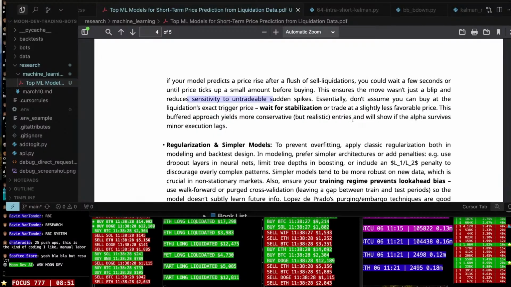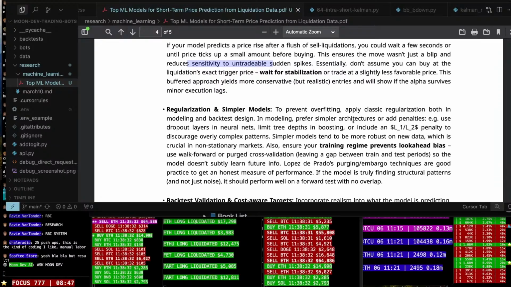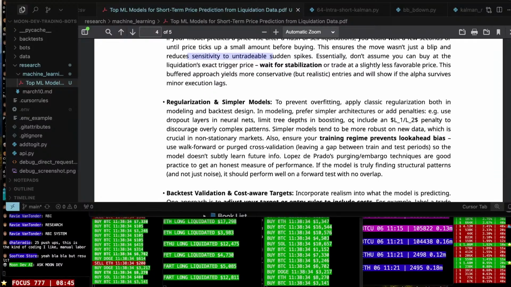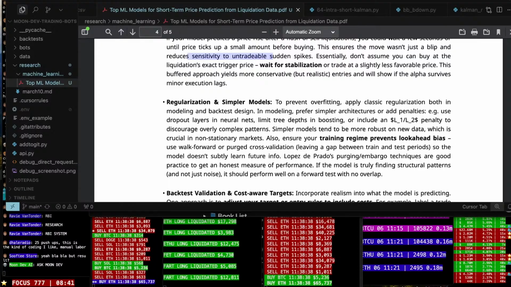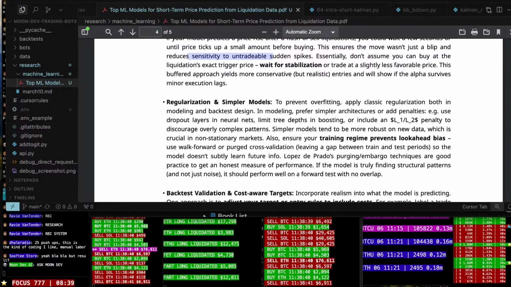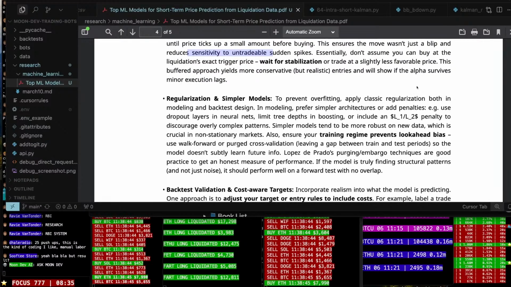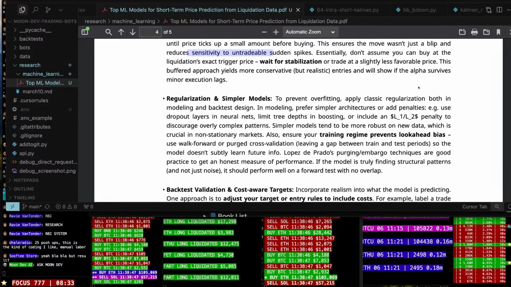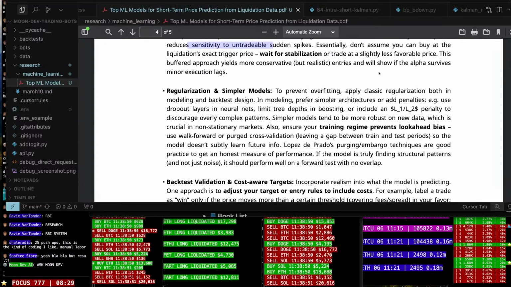Essentially, don't assume you could just buy at the liquidation's exact trigger price. Wait for stabilization or trade at a slightly less favorable price. This buffered approach yields more conservative but realistic entries, and will show in the alpha if the alpha survives.